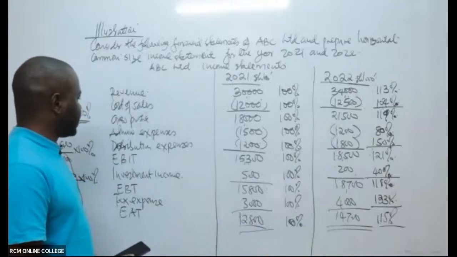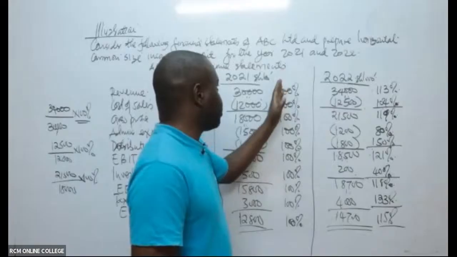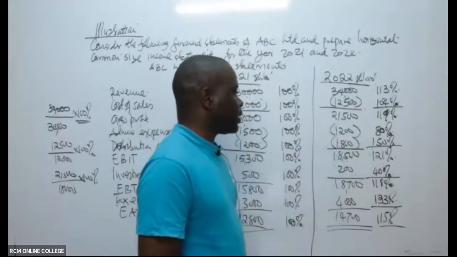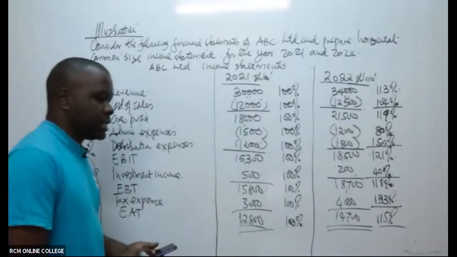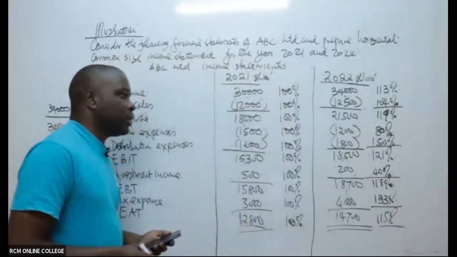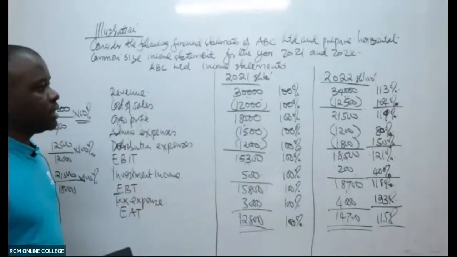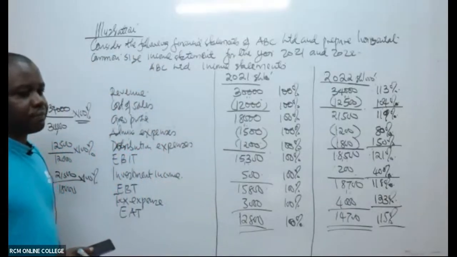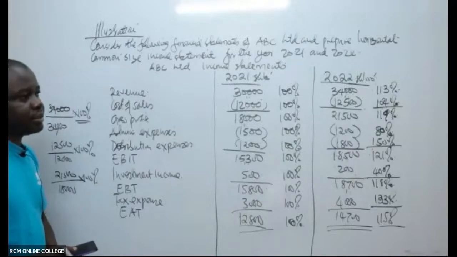In this case, for the distribution expenses, there was an increase. If you take 2021 as the base year and compare with 2022, there was an increase of 150%. So it can give you a trend in terms of the performance of the different items or elements in the financial statements.